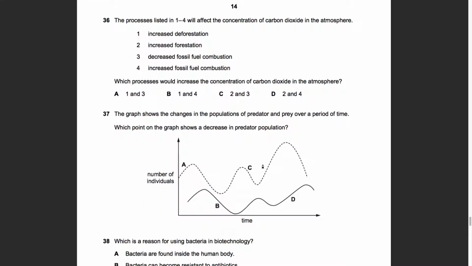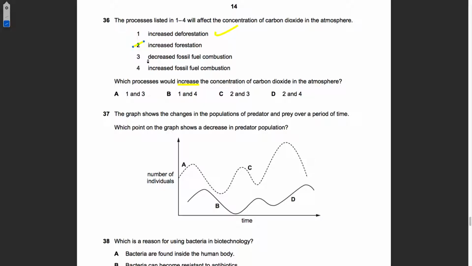Okay, now we're into the last 5 questions. Right, of the processes listed 1 to 4 that affect the concentration of CO2, which would increase the concentration? So which would increase? Increased deforestation, cutting down more trees. Yeah, I would say so. All right, less CO2 absorbed by photosynthesis. Increased forestation, the opposite, planting more trees.